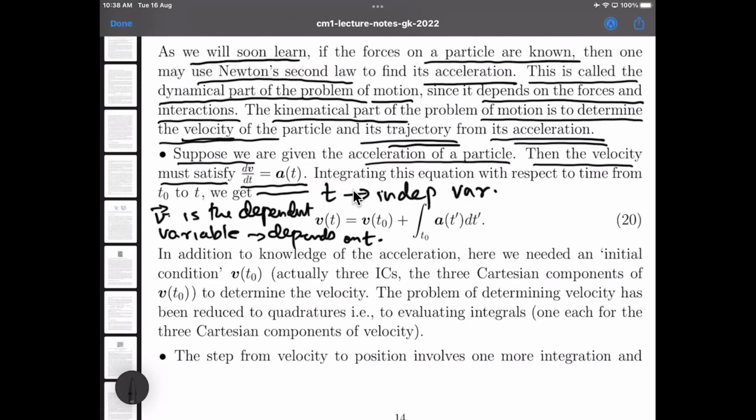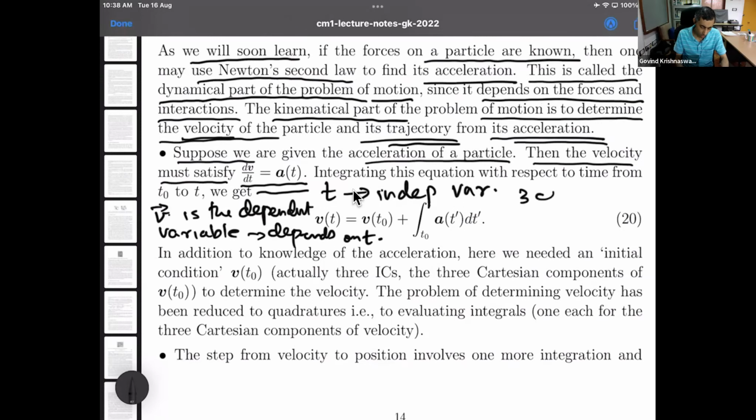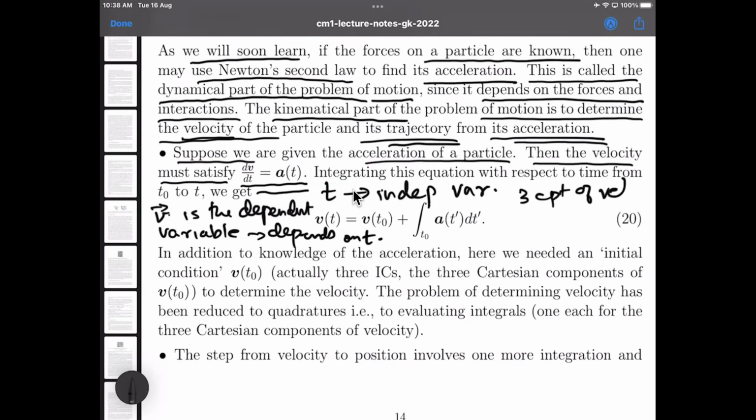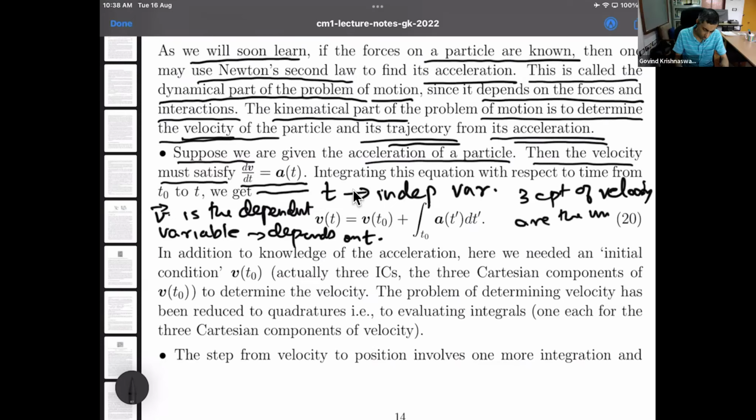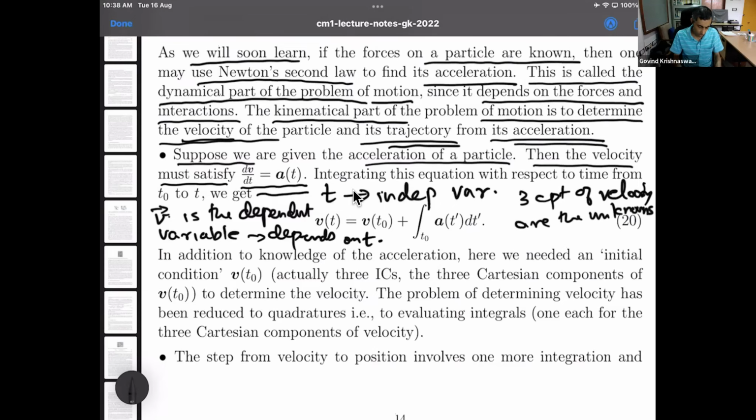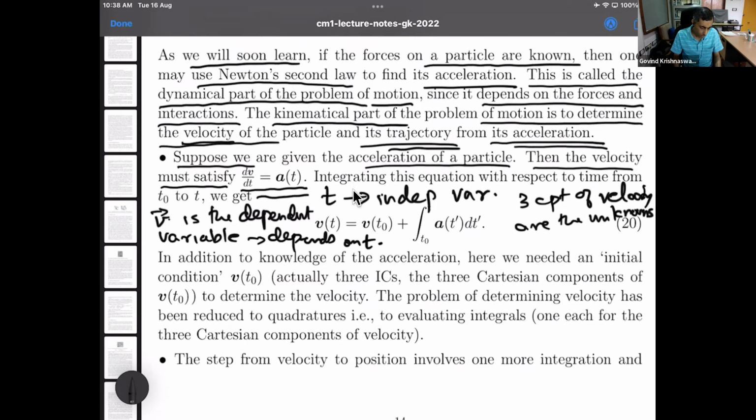The velocity at time t. Yes, indeed. The three components of velocity are the unknowns. Those are the unknown quantities, the ones we wish to determine. And this is a differential equation.